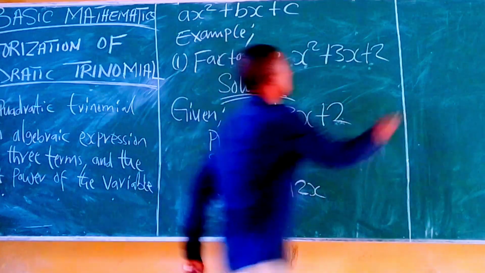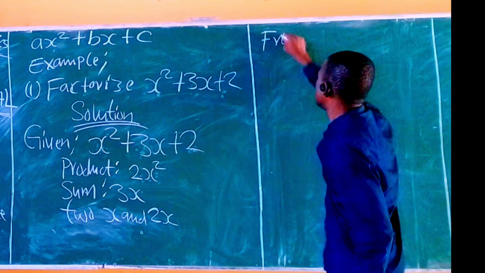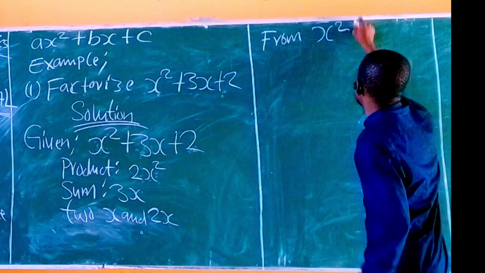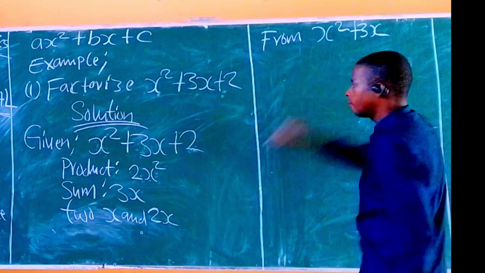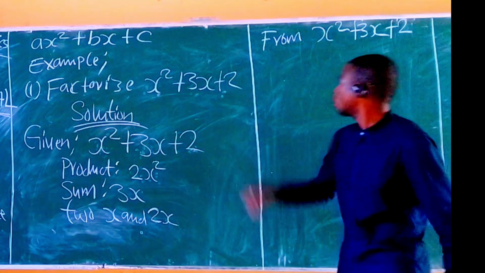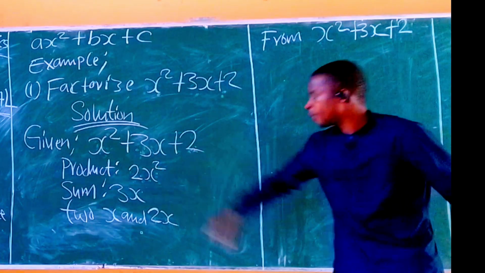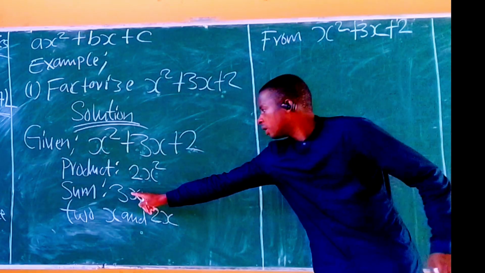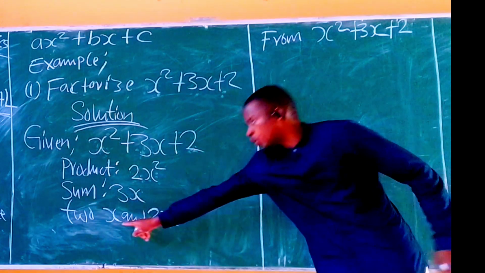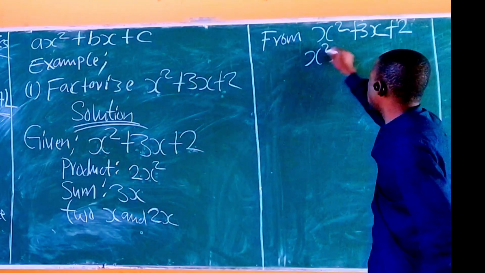So this gives us, from here, x squared plus 3x, right? Plus 2, right? Now, since we are watching the product, you know that when we multiply, it gives us 2x squared. When we sum, it gives us 3x. The two numbers that, when we multiply, give us 2x squared, and when we sum, give us 3x, are x and 2x.